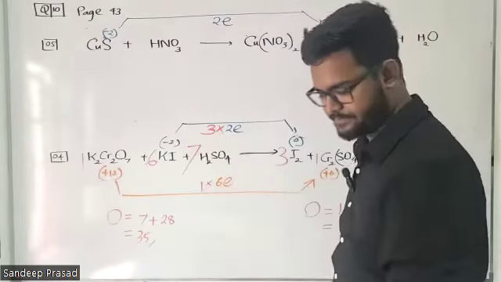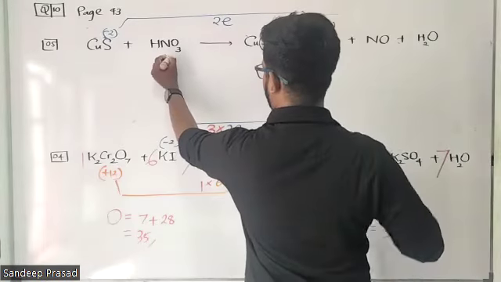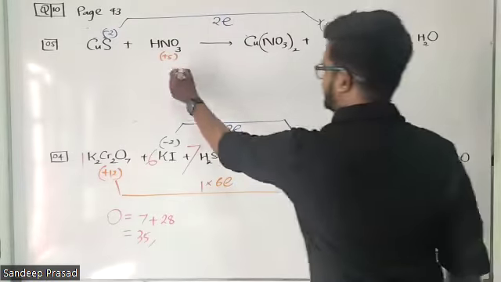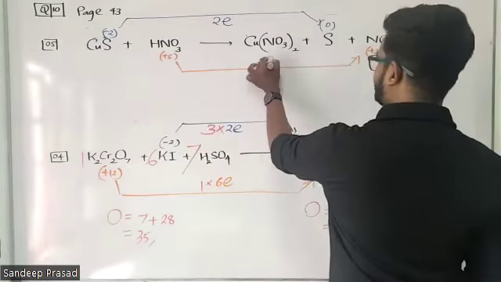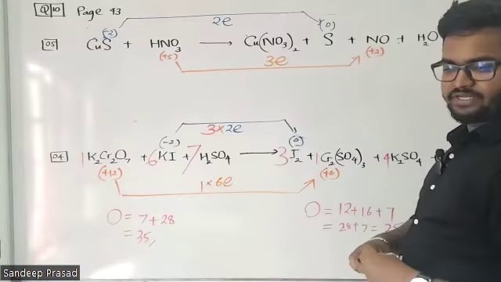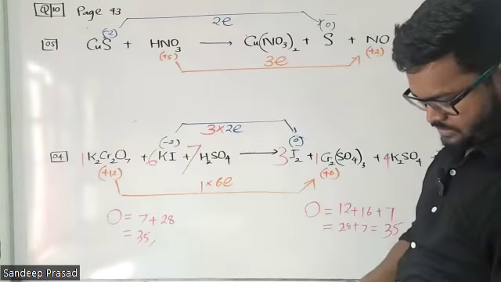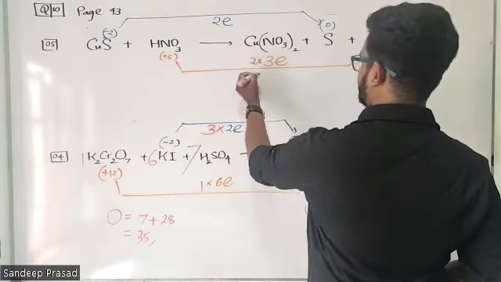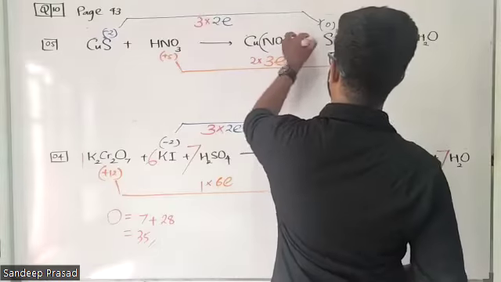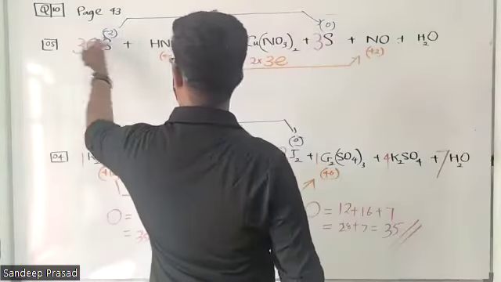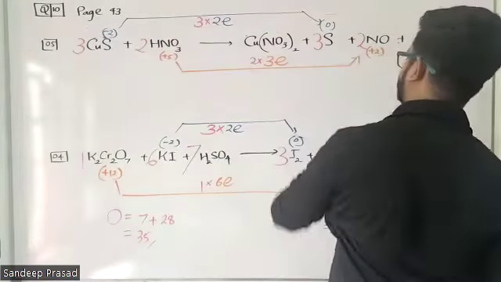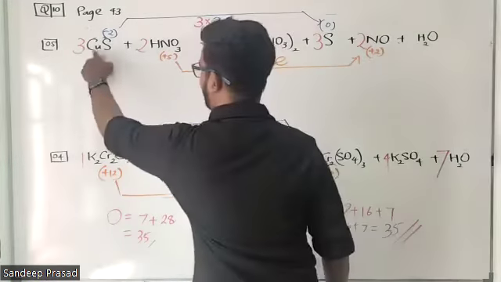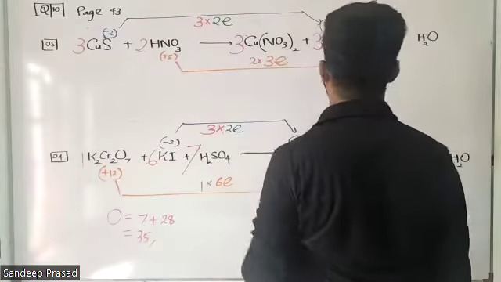Nitrogen's oxidation number here, +5. Only in nitric oxide, nitrogen's oxidation number is changing, which is +2. +5 to +2, decrement is 3. Decrement is 3. Therefore, you can multiply this equation by 2, this one by 3. Right? As you can see here, the number of copper atoms is now 3. We can put here 3.